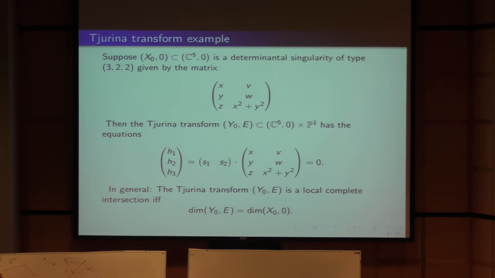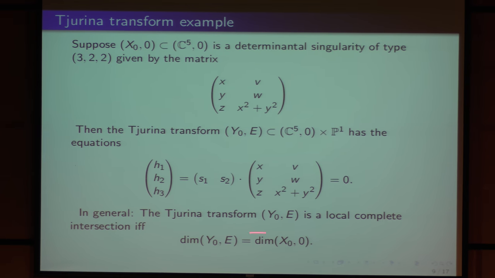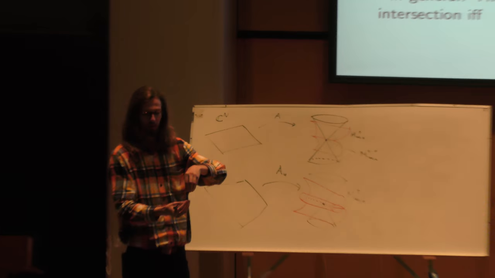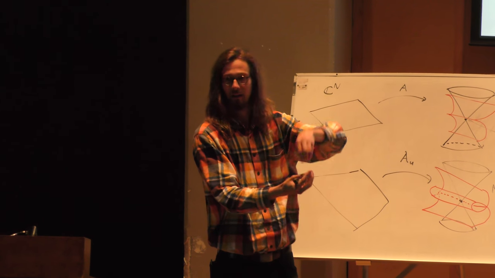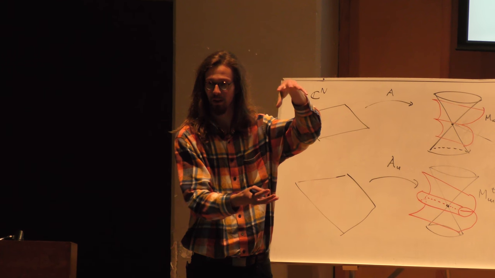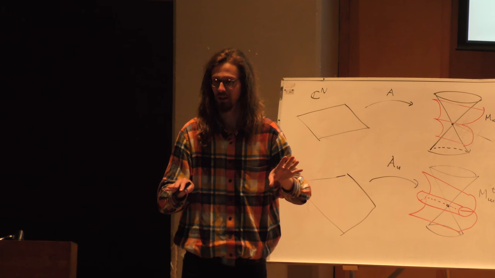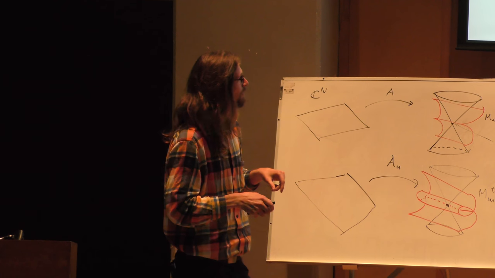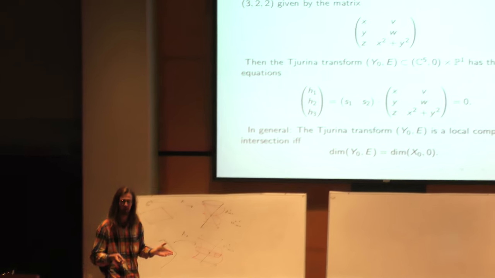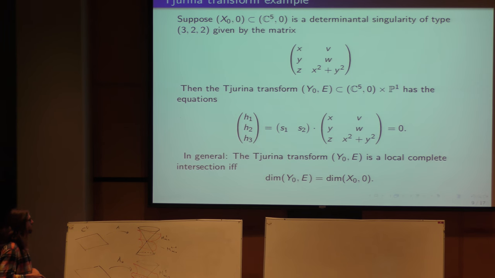And if you're lucky, then the Tjurina transform is a local complete intersection scheme. And this is the case if you don't put in something of too big dimension. You replace the singular locus by this Grassmannian, and if the Grassmannian is too big, then all our theory doesn't work. But if the Grassmannian is small enough, in this case we plug in a P1 into a threefold. This doesn't change the dimension of the threefold, and then the dimension of the Tjurina transform is equal to the dimension of the original singularity, and we have a local complete intersection. So we jump to the realm of singularities that we already know and where we know how to treat the topology.